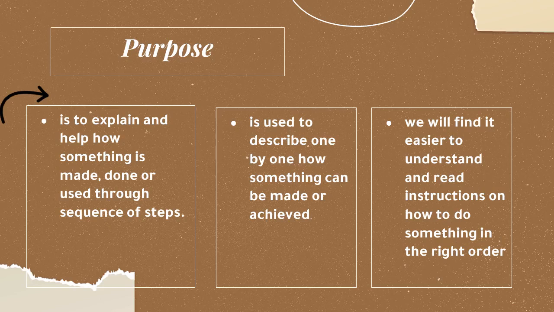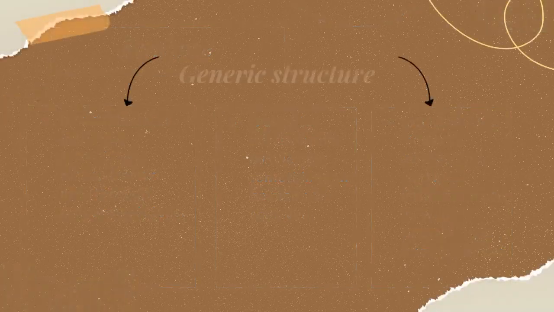As you can see, procedure text has three purposes. The first is to explain and help how something is made. The second is used to describe one by one how something can be made. It talks about steps, and the purpose is we will find it easier to understand and read instructions. This means as the reader we can more easily understand the instructions. So that's all of the purposes of procedure text.